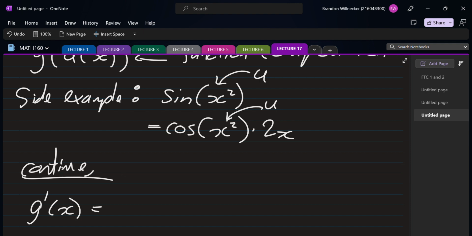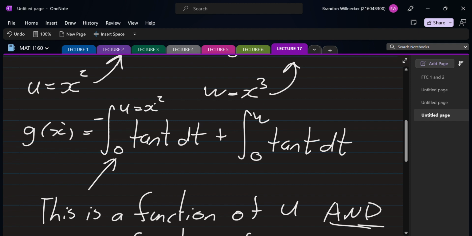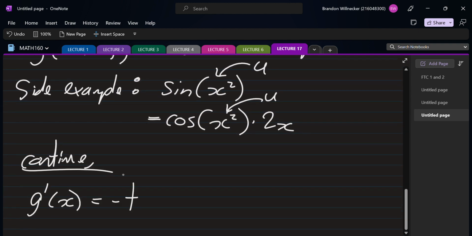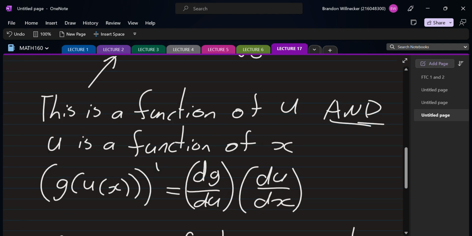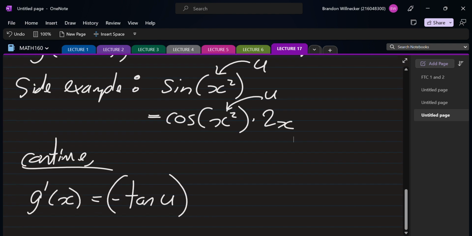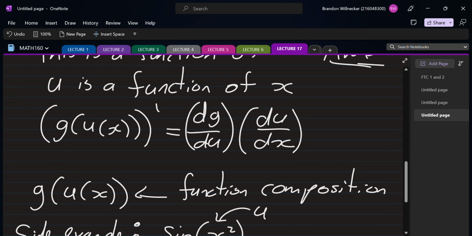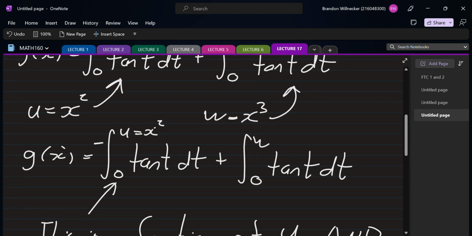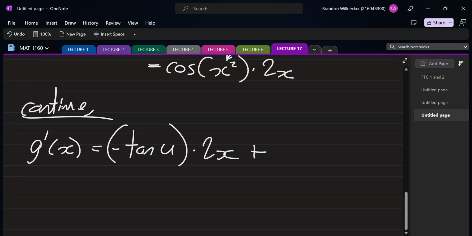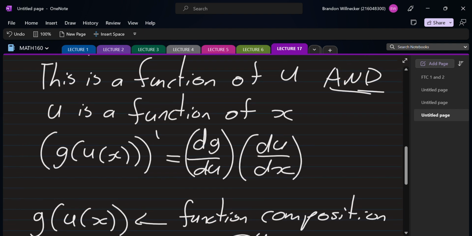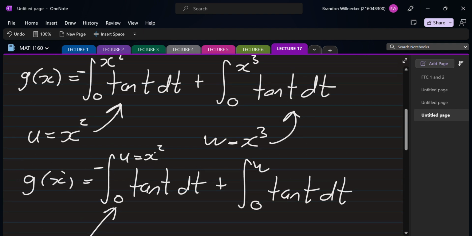So let's continue. For g prime, we take the derivative of the outside function, FTC2. That will be minus tan of u. That's just FTC2, that's how we take the derivative. But we're not done yet, because we need to take the derivative of the inside function, which is x squared. So that will be times 2x. Plus, we do the same thing for the next term. This one was in terms of w, so it's dg by dw, dw by dx. It will be tan w times dw by dx. But w was x cubed, so it will be 3x squared.